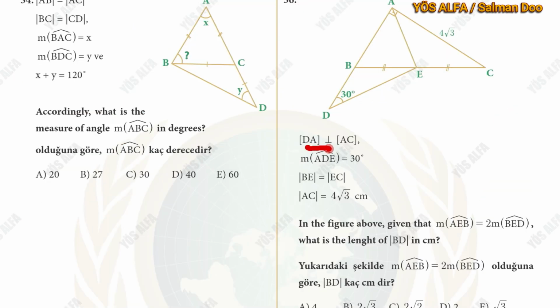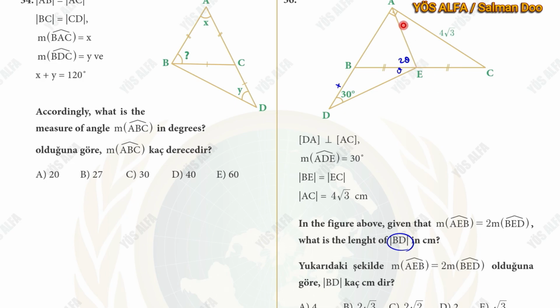36. DA is perpendicular to AC. It's given in the figure. 30 degrees is also given. BE is equal to EC, and 4√3 is over here. And the angle AEB is twice BED. So if BED is theta, AEB is 2 theta. And we're asked to find BD. So this one is asked.